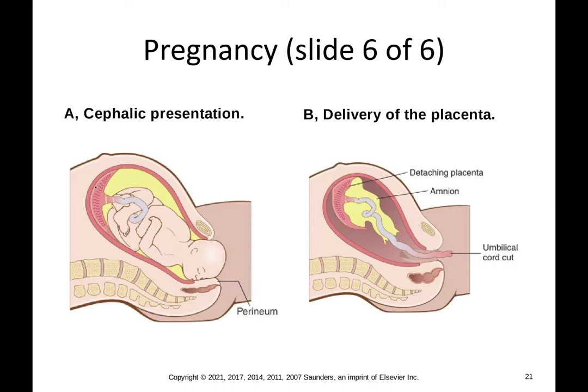So here's an image depicting the cephalic presentation of the infant, coming out here head first. And then afterwards, delivery of the placenta. It detaches from the uterus wall. The amnion is still in there, and sometimes the umbilical cord is cut. Sometimes people now leave it on for a much longer period of time.